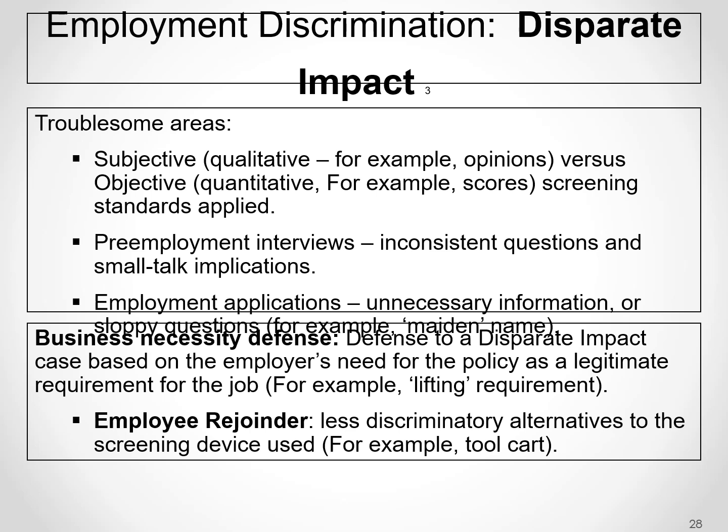But again, business necessity defense is going to be the defense to disparate impact cases. The employer has to show they have a need for this policy. This is a legitimate job requirement. So even though the result, when you look at the math and the statistics, it might show that it's having an impact of discrimination unintentionally, if the employer can show that it is necessary for the business, again, like a lifting requirement for a certain amount of pounds or something, then it might be justifiable.